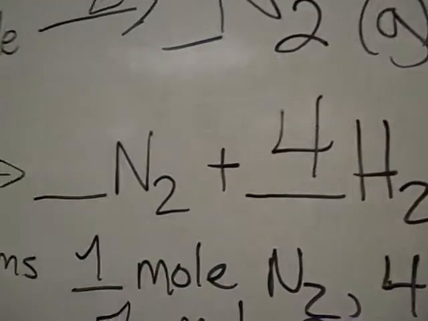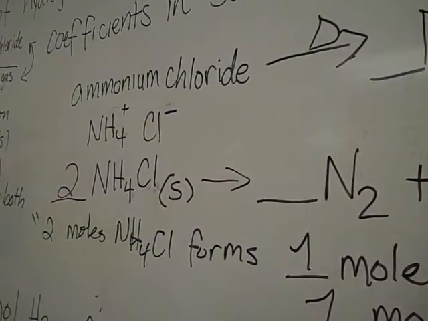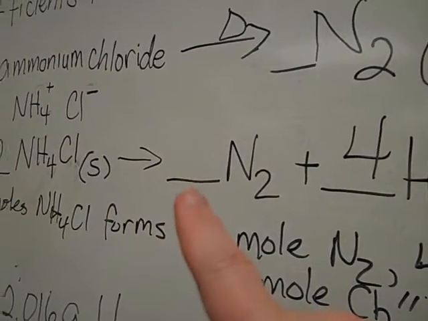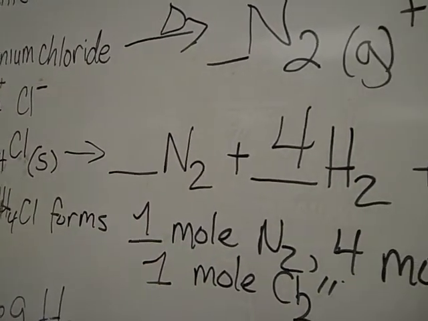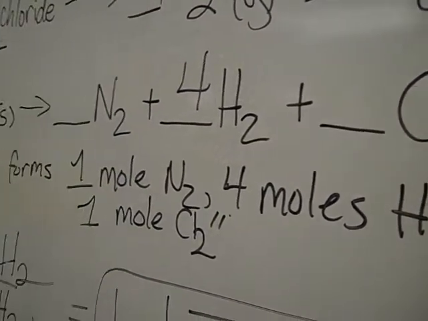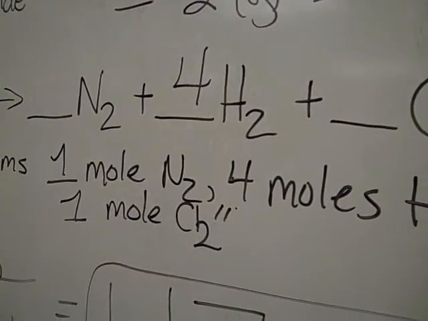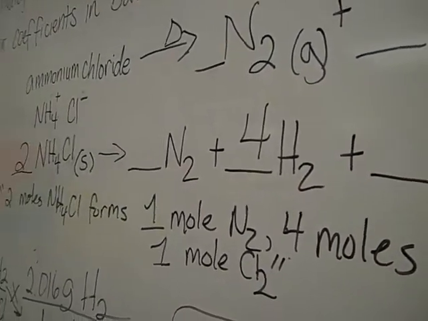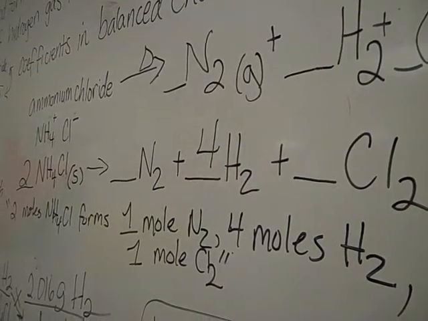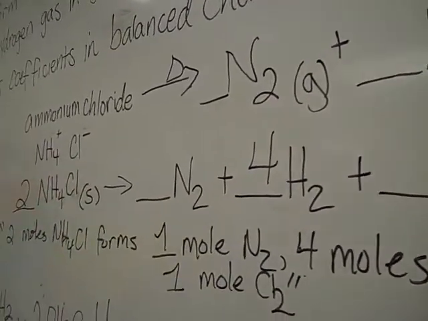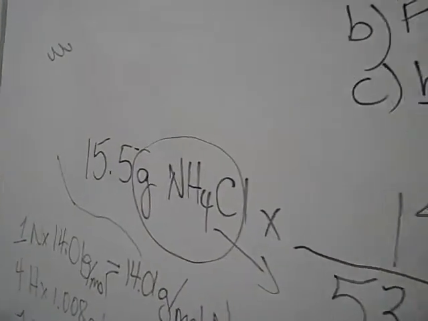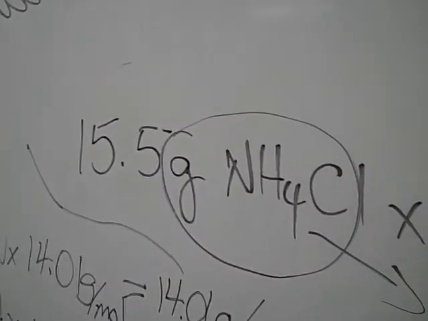We could read this as 2 moles of NH4Cl forms, there's an invisible 1 there, 1 mole of nitrogen gas, 4 moles of hydrogen gas, and 1 mole of chlorine gas. That's where we're going to be able to go from our moles of one compound to moles of another compound. So let's set it up. We're starting out with ammonium chloride. They told us we had 15.5 grams. So that's where we start.